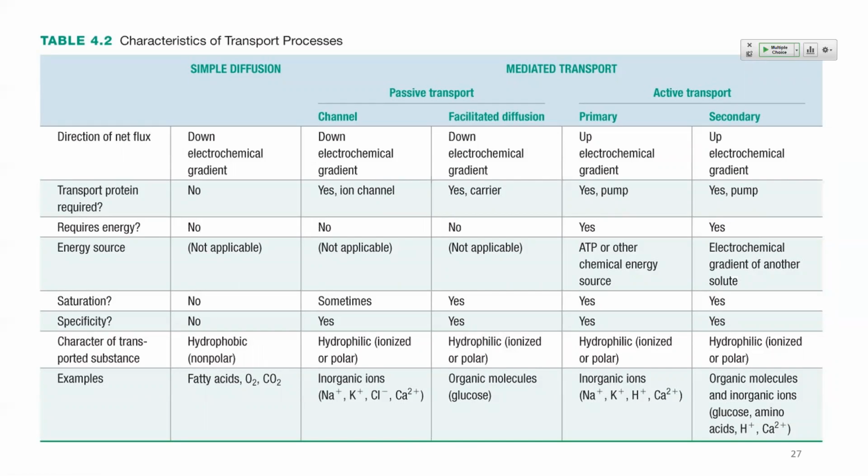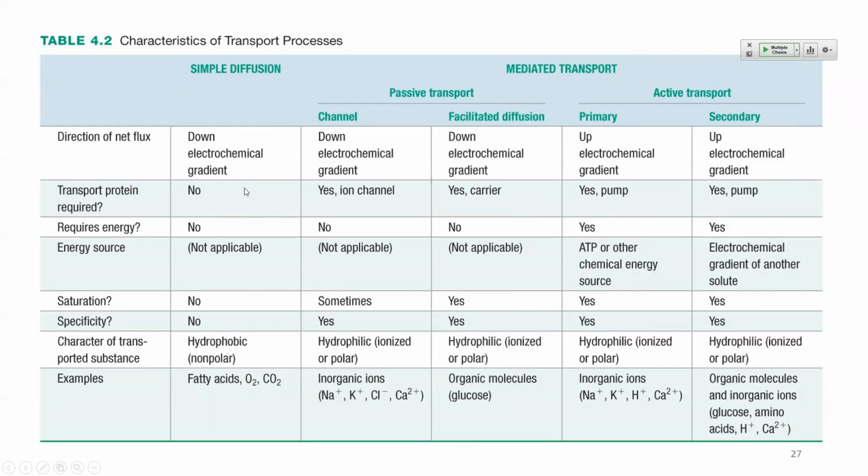All right, now this is a really nice study table. It's going to help you distinguish between these mechanisms of transport. As you can see here on the left, we have the three types of transport that are passive. So these are spontaneous or down the concentration gradient. And on the right, we have the two types of transport that require some type of energy.